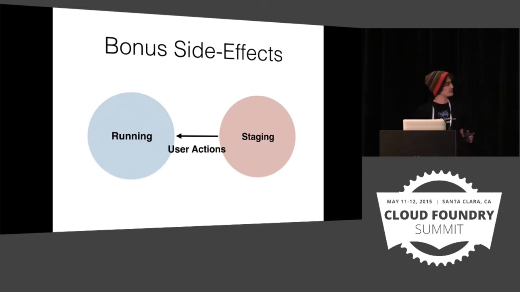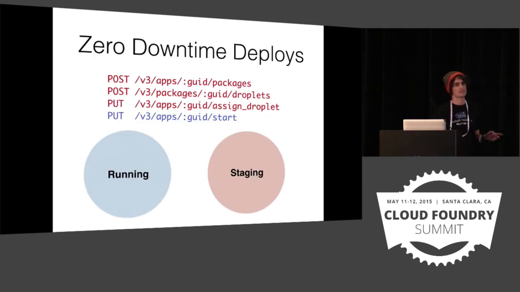Because the word on the street is, you know, product wants some cool stuff like zero downtime deploys, rollbacks, and even like different package types. So let's take a look at what a zero downtime deploy might look like in the new V3 world. What you can see here is you create a package, you upload some bits. After that, you stage it and you make a droplet, and then you're going to associate it with your application. This can now all happen in the staging realm. It does not actually affect the running application.